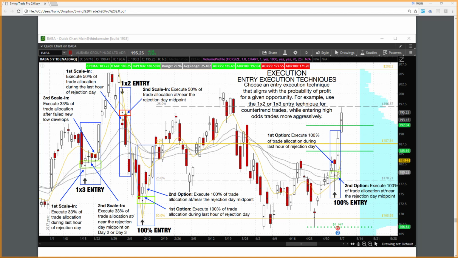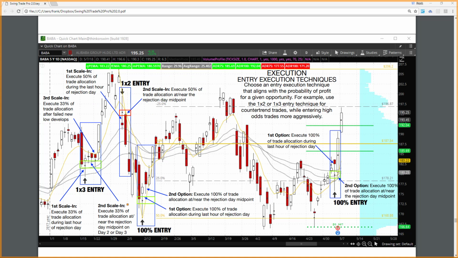So in this case, again, a very bearish day. You can scale into half of your trade allocation in the last hour of that day. And if price pulls back to the absorption zone, you can add 50% of allowable trade allocation at that time. And again, as price pushes in your favor, you can take some off the table along the way. And so again, a great rejection.